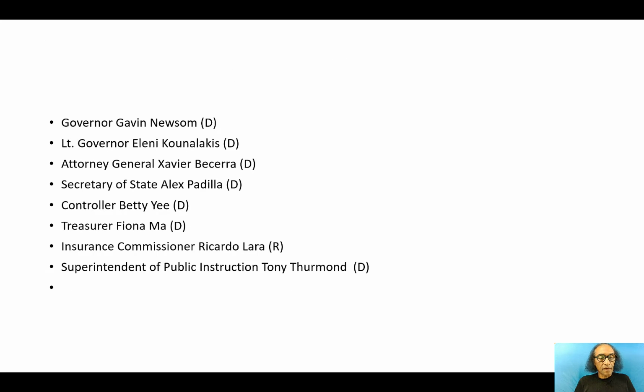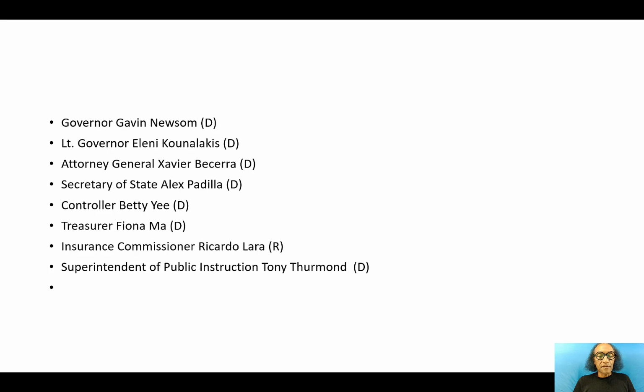Just as a quick introduction of our current occupants of state office, our governor is Gavin Newsom. He's a Democrat. Lieutenant Governor is Eleni Kounalakis. She's also a Democrat. The Attorney General is Xavier Becerra. Secretary of State is Alex Padilla. The Controller is Betty Yee. Treasurer Fiona Ma. Insurance Commissioner Ricardo Lara. And Superintendent of Instruction Tony Thurmond.